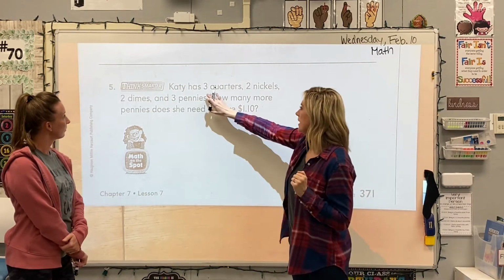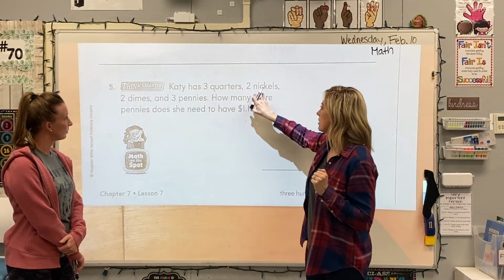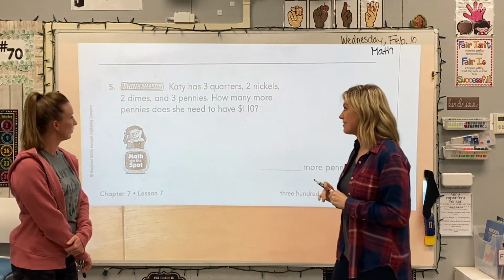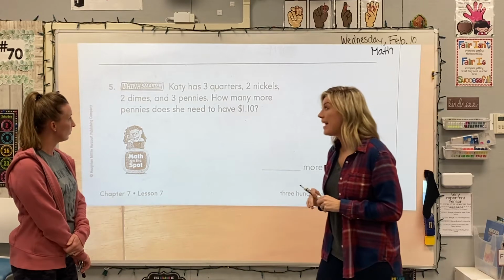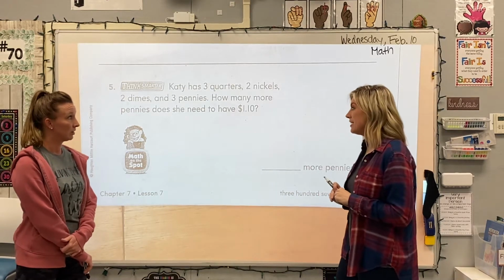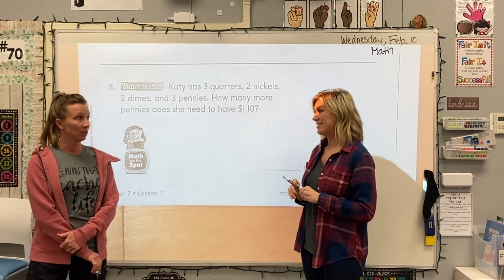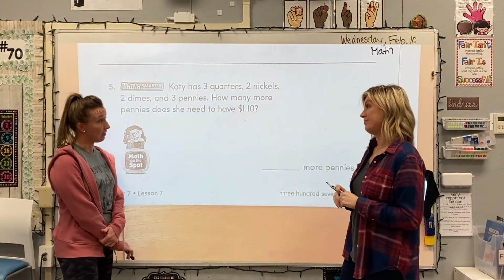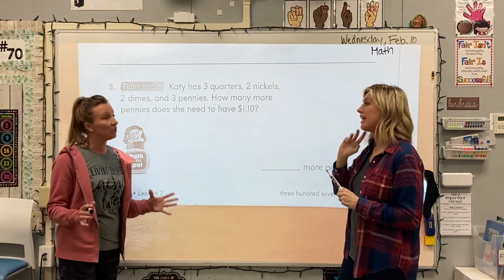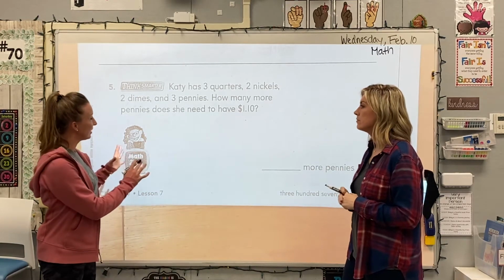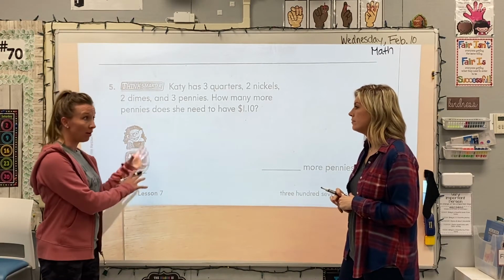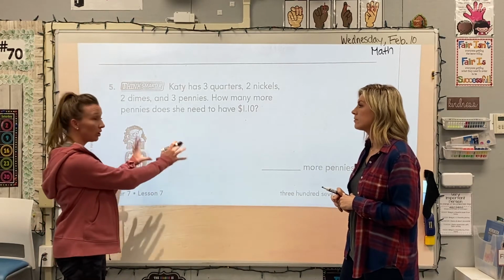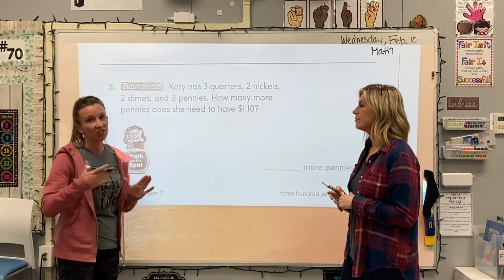This says Katie has 3 quarters, 2 nickels, 2 dimes, and 3 pennies. How many more pennies does she need to have $1.10? Whoo-wee. Multi-step problem here. There are a few different things that we need to do. But what I'm noticing is that the way that we solve the problems on the rest of this page is going to be how we want to start this problem. There's just an extra step when we're done.